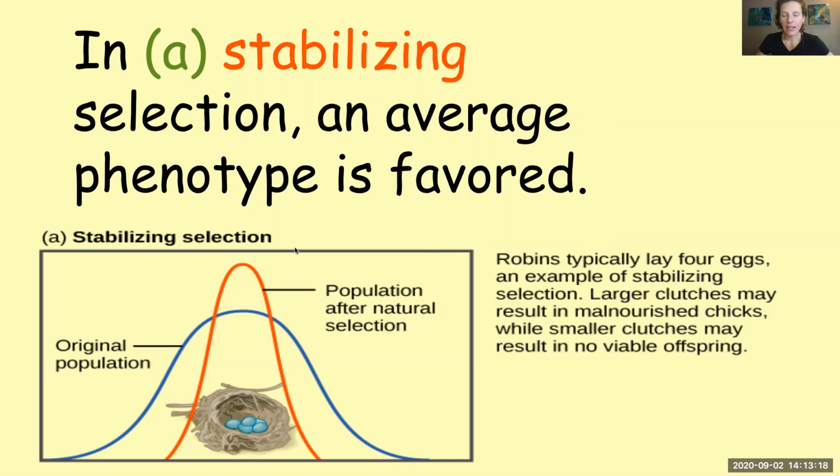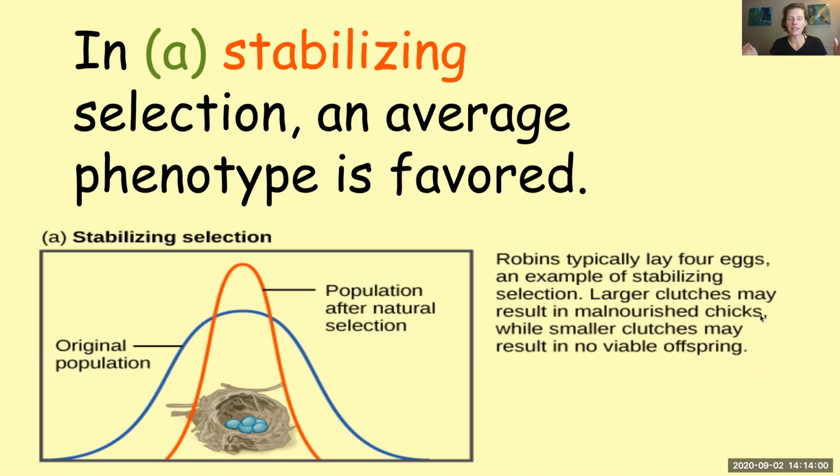In this case, the physical trait that is expressed is the number of eggs laid. So robins can lay just a couple eggs. They might lay 3, 4, 5, 6, or 7 eggs, but they typically lay 4. The reason for this is there's a selective pressure, it's disadvantageous to lay more eggs. Larger clutches may result in malnourished chicks. So if you lay more eggs, the overall health of your chicks is going to suffer. And if you have a very small clutch, then maybe you have 0 offspring.